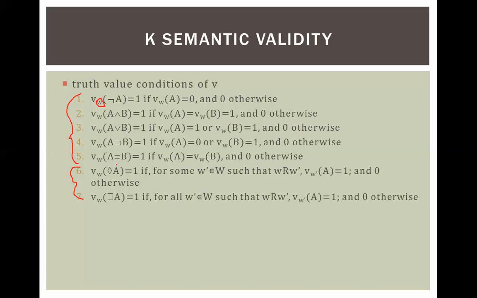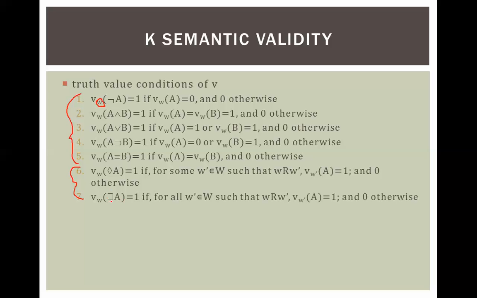So let's say A is that ice cream is delicious. We're going to say W will be our world. It's possibly true that ice cream is delicious if there's some other world that we're related to, and in that world, ice cream is delicious. That's what that means. And if there's no world that we're related to where that's the case, then it's false. That possibly ice cream is delicious is false.